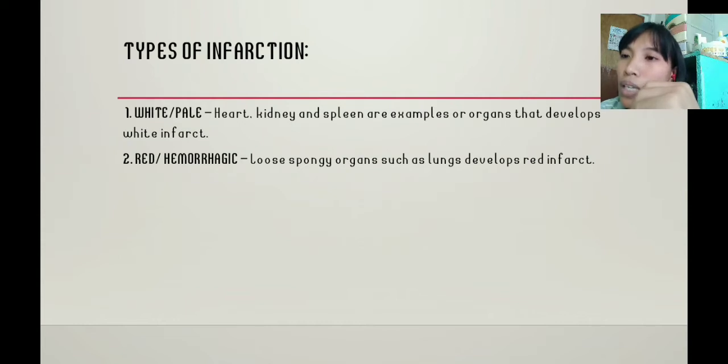Okay, and number two, red or hemorrhagic infarct. This can develop in loose and spongy tissues or organs, for example, lungs. Okay, because in loose and spongy organs, blood is allowed to accumulate in the zone of infarction, which will cause red infarct.